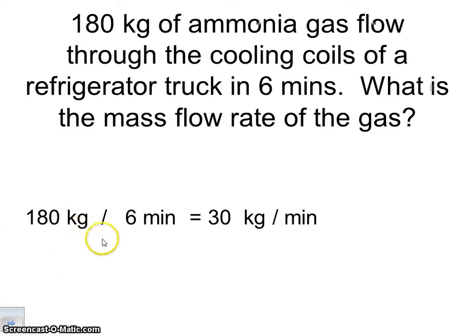So 180 kilograms divided by your time, which would be 6 minutes, will give you 30 kilograms per minute. We didn't have any changes here as far as units. It's just kilograms per minute. 180 divided by 6 will give you 30.